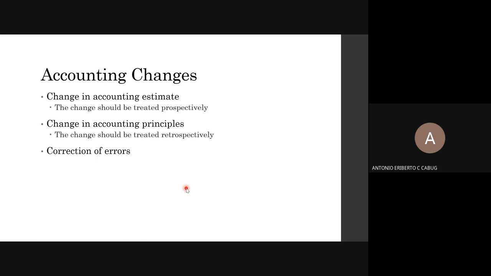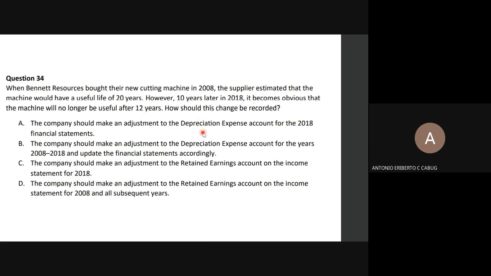Okay? Correction of errors, similar to retrospective adjustment, you have to restate the financial statements. Similar to that. Okay? Ayan. Mga ganitong bagay, alam kong kaya nyo. No? 2 minutes for this one. Go.